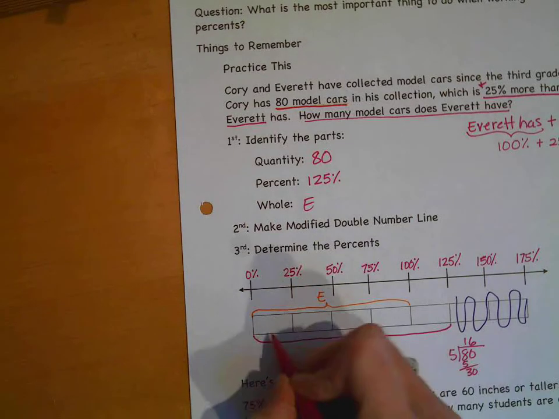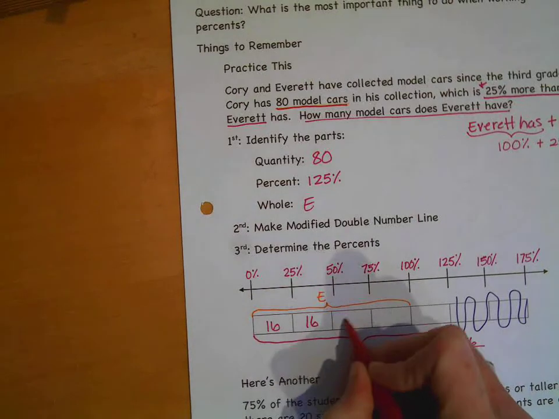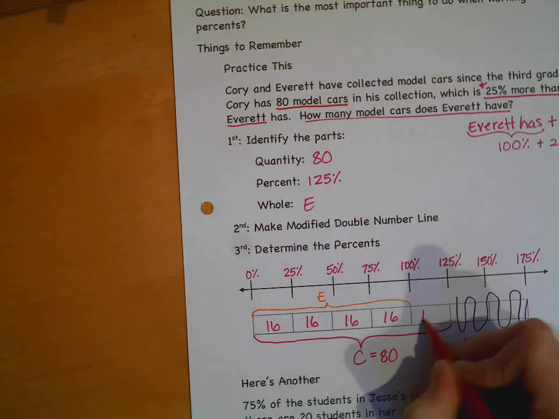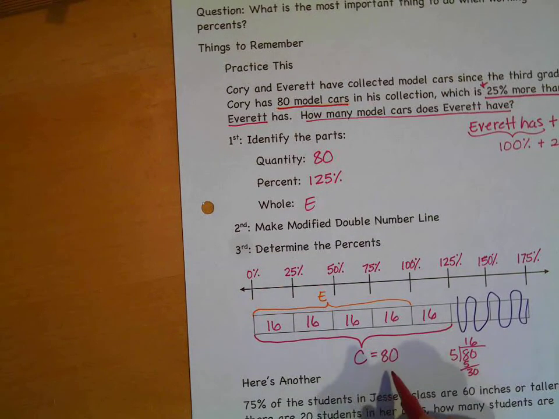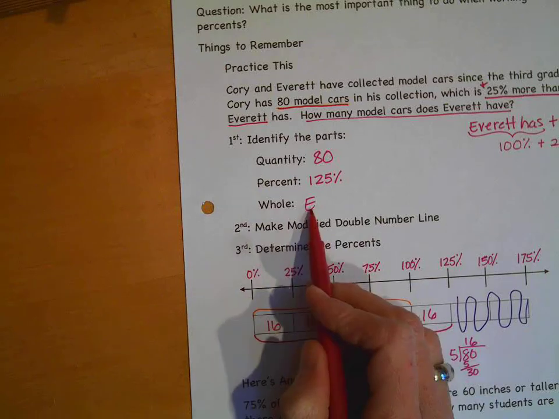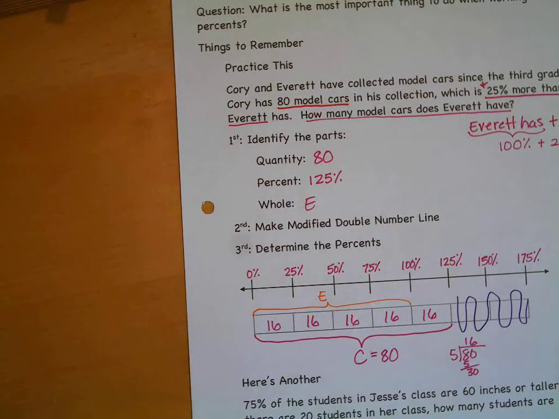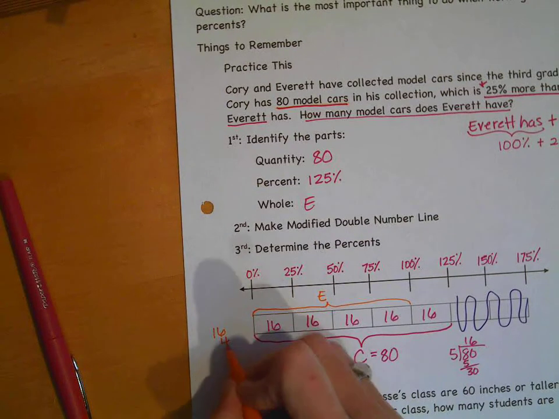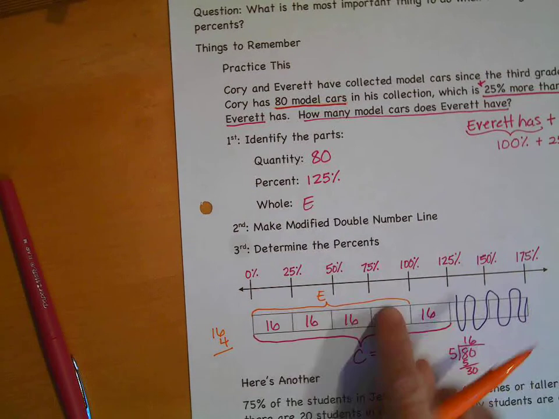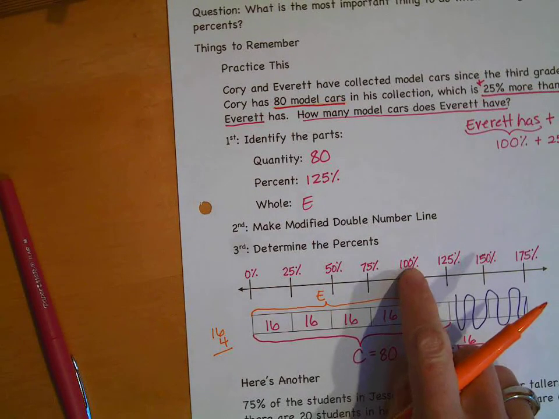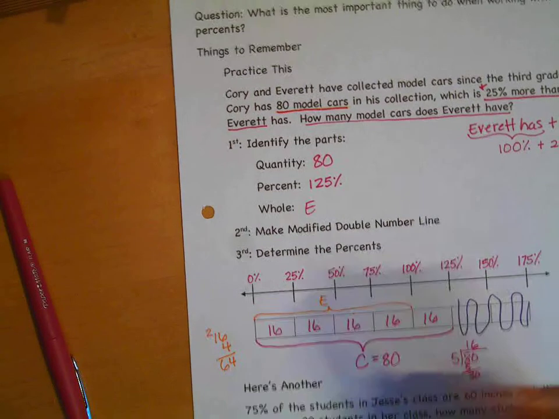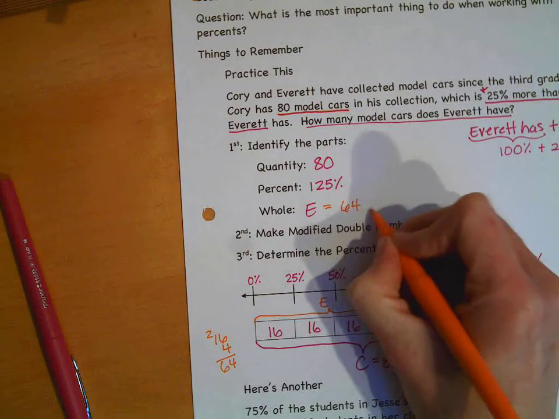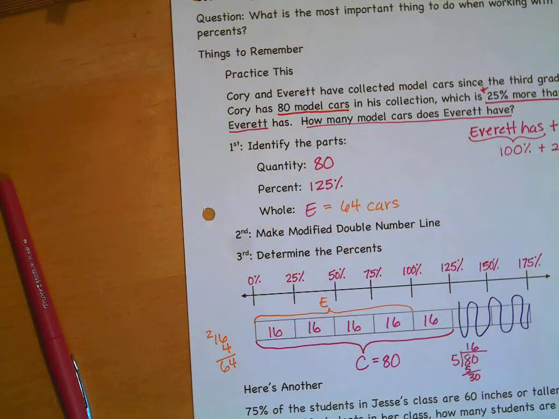So now I know that in each section I need to write 16 cars. So 16 cars, 16 cars, 16 cars, 16 cars, 16 cars. I know that 5 16 sections gives me 80, but in order to find Everett, I only need 4 of them. So to find Everett, I'm going to take 16 times 4, because that would give me the Everett section, which represents 100%, and I get 64. So now we know that Everett has 64 cars.